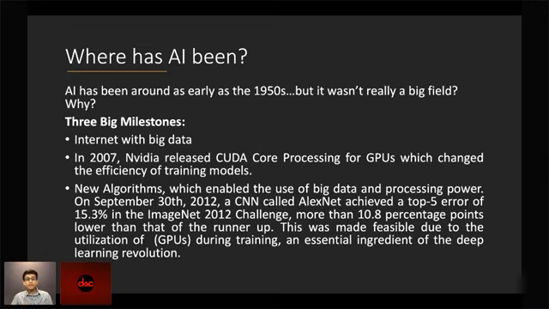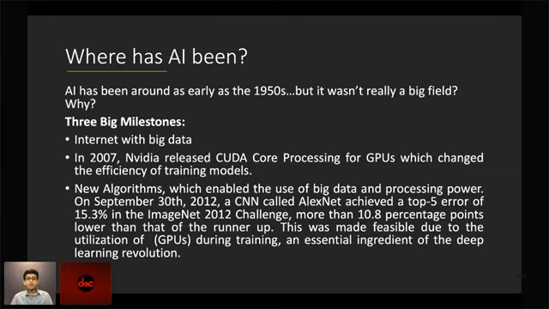Second, in 2007, NVIDIA released something called CUDA core processing for GPUs, and this changed how much time it takes to train these machine learning models. Previously, it took maybe days, weeks, or even months to train these machine learning models, but now they can be done much faster, and this is another big milestone.